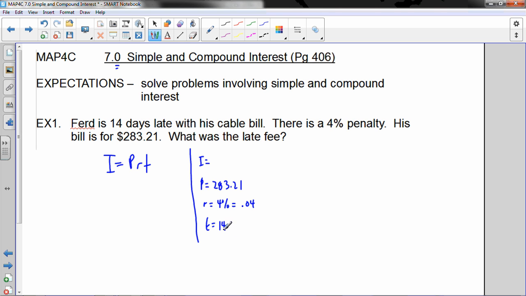Now notice if I put 14 in there, remember the interest formula is in years, so this would be like 14 years. So how do I make this 14 days in years? Well, I put it as a fraction, right? 14 out of 365 is the fraction of a year. So now interest is what I'm calculating, and I'm going to substitute into this and figure out how much interest Ferd owes.